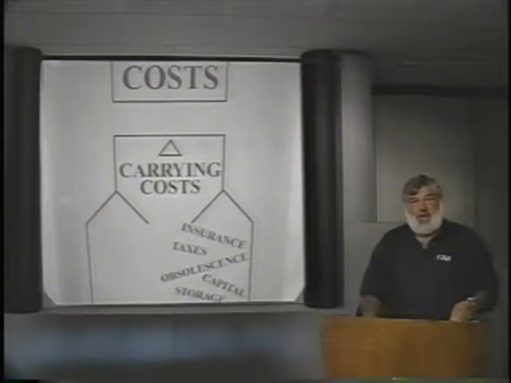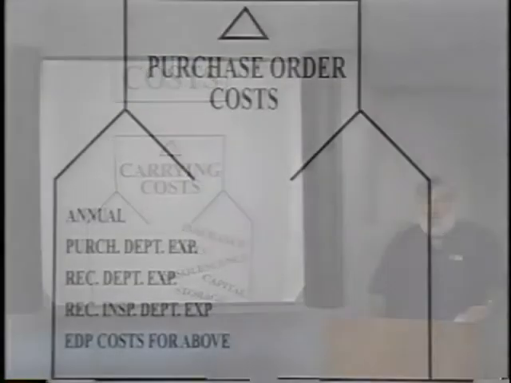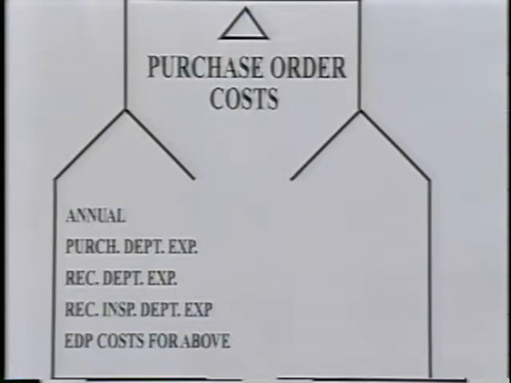But I first want to address the purchase order cost, which is on page number 21. And again, these are annual, and they comprise the annual purchasing department expenses, which includes payroll, the receiving department expenses, again, payroll and all other costs, receiving inspection, and any portion of data processing cost that may be used for the above three.